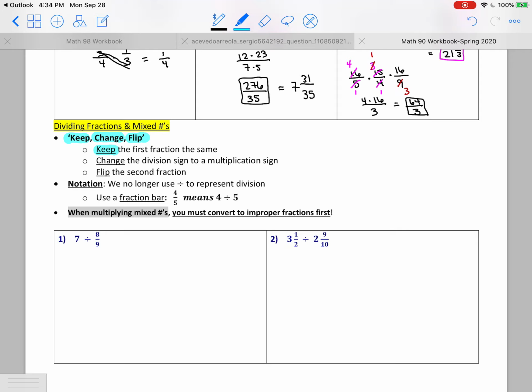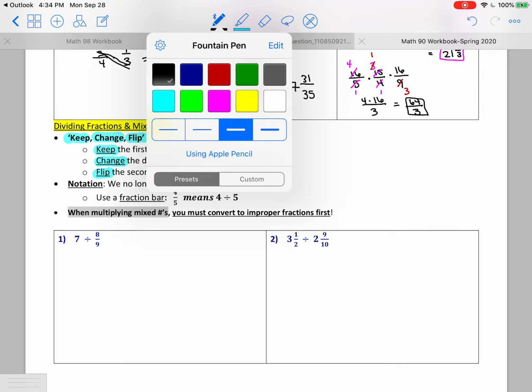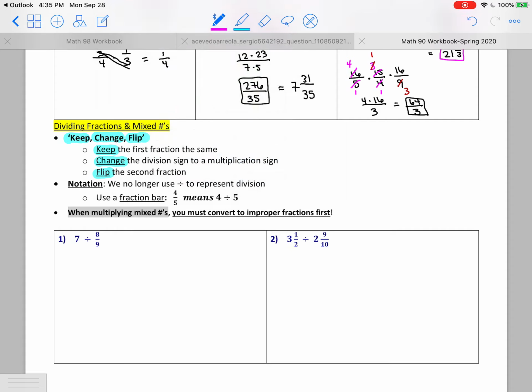We don't change that at all unless it's a whole number and we need to actually add a 1 to the denominator and make it a fraction. We change the division sign to a multiplication sign, and we flip that second fraction over. Okay, so let me just go back here. So we keep the first, we need to change to a multiplication sign, and we flip that second fraction over.